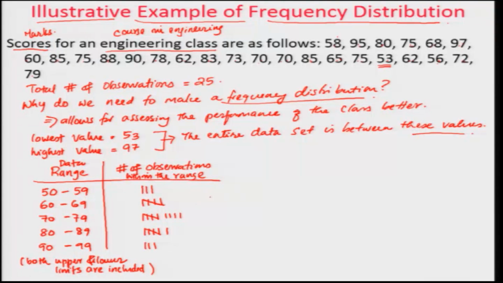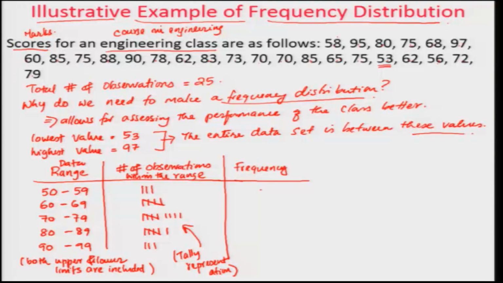So, this kind of representation of data is called the tally representation. Then I can call it frequency. Frequency is the numerical value of these tallies. So, there are 3 observations, so I have a frequency of 3 within this range. 60 to 69 I have 5, then it is 9, then I have 6 and then I have 3.